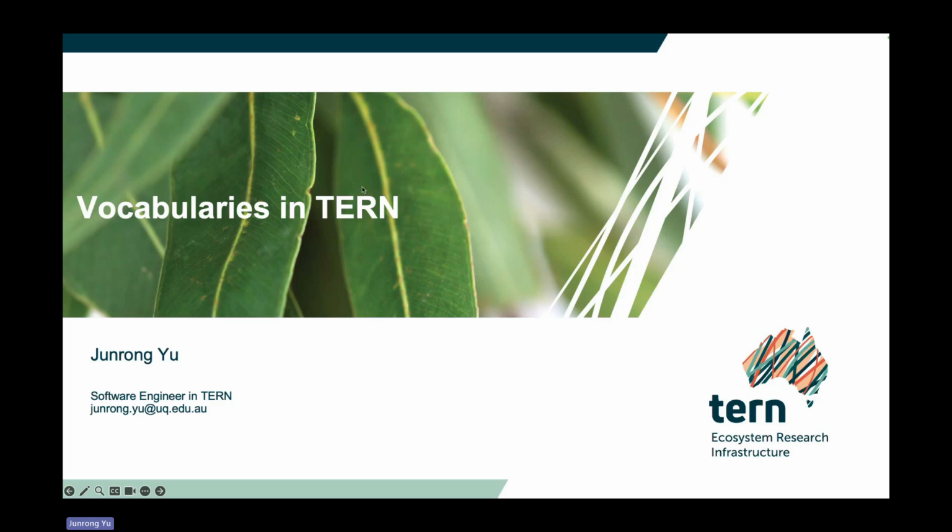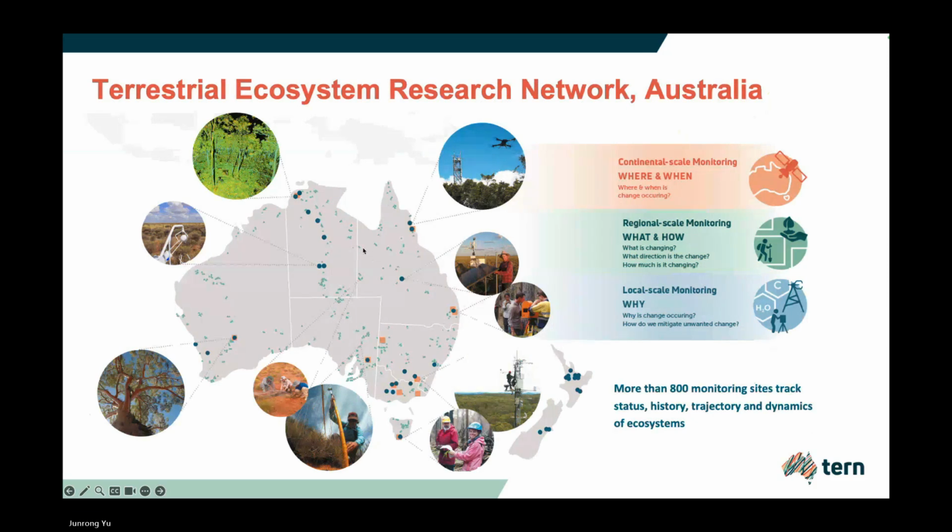So the topic is about vocabularies in TERN, and also what vocabularies we have, and also what are our future directions. So firstly, I want to introduce TERN a bit. TERN is an NCRIS project. It's the Terrestrial Ecosystem Research Network. So we have more than 800 monitoring sites across Australia to monitor the status of Australian ecosystems.